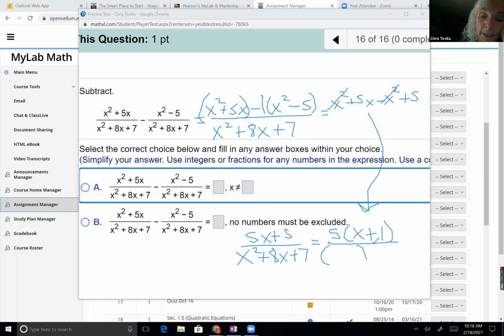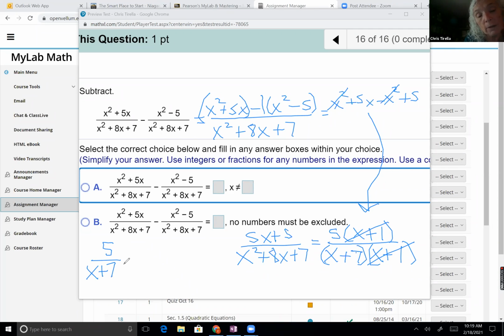And I think it is, because to get x squared, my choices are x and x. 7's a prime number. My only choices are 7 and 1. Signs are the same, both positive. And so I've got that common factor. So my final answer is going to be 5 over x plus 7.